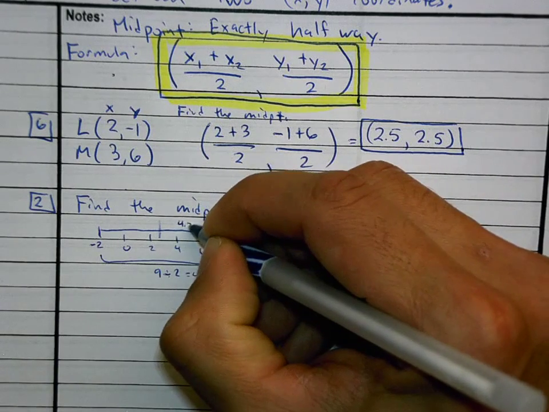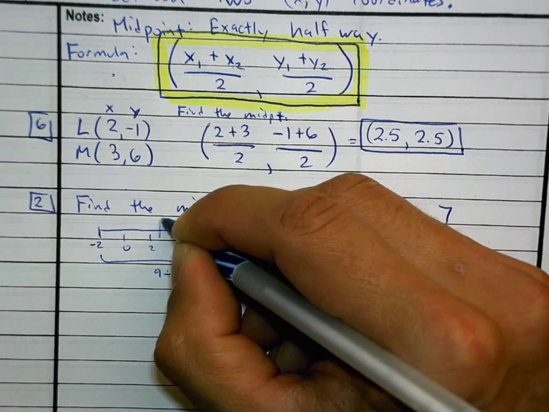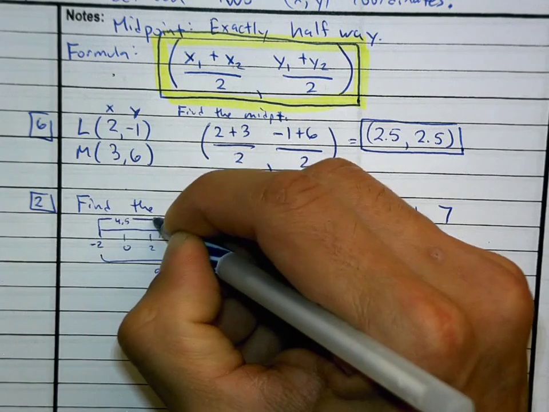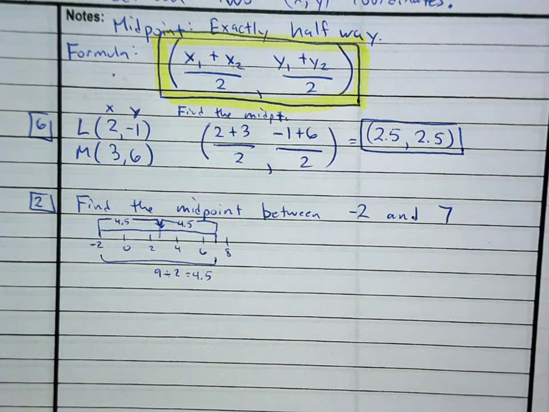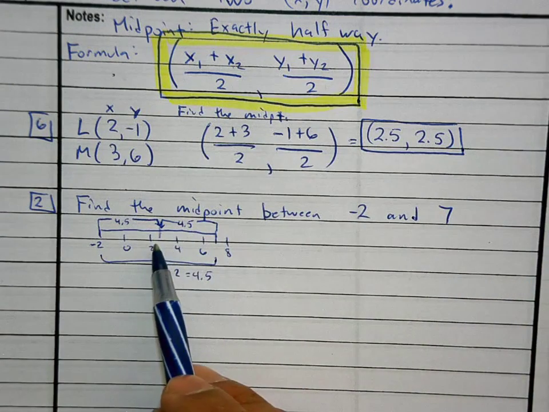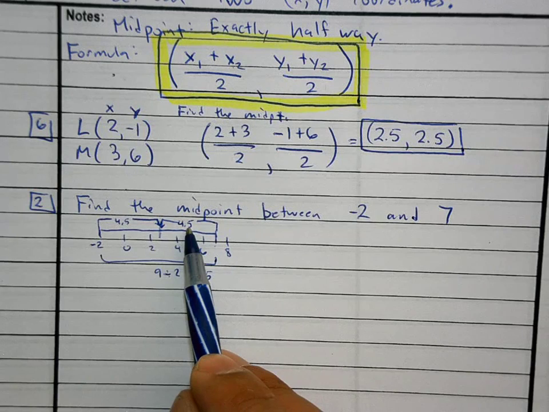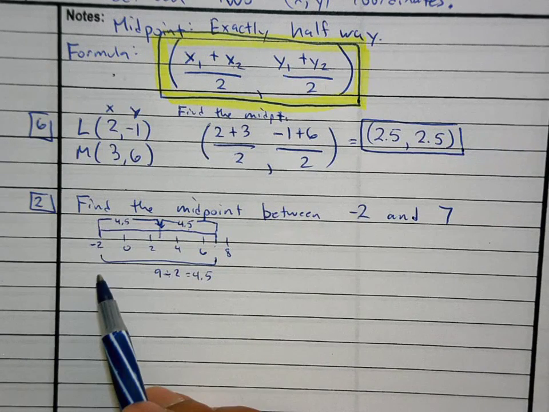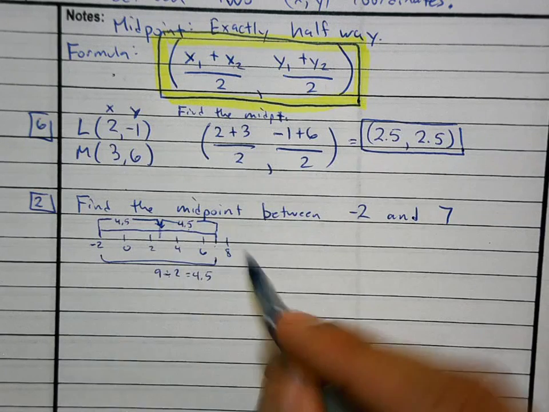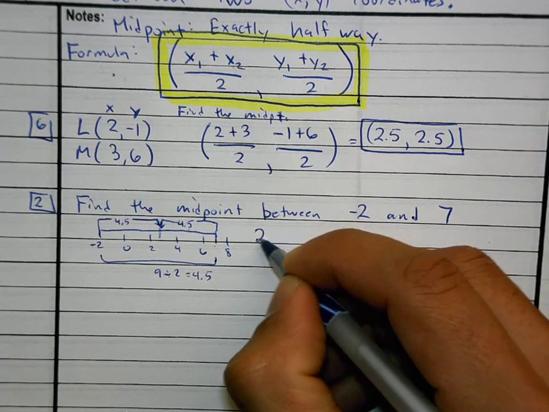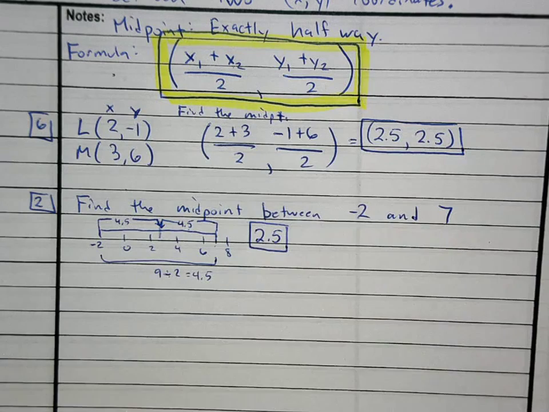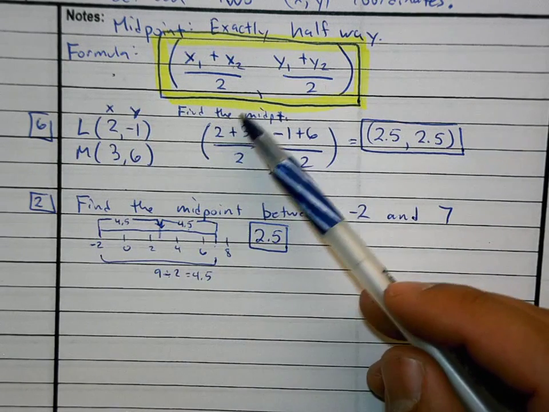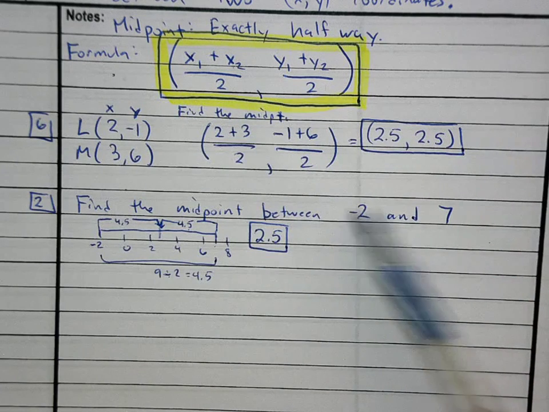That means I have 4.5 from here to there, 4.5 from here to there. If I wanted to know where the midpoint was, I could do 7 take away 4.5. Or I can do -2 plus 4.5. Either way, I'm going to get that the midpoint is 2.5.